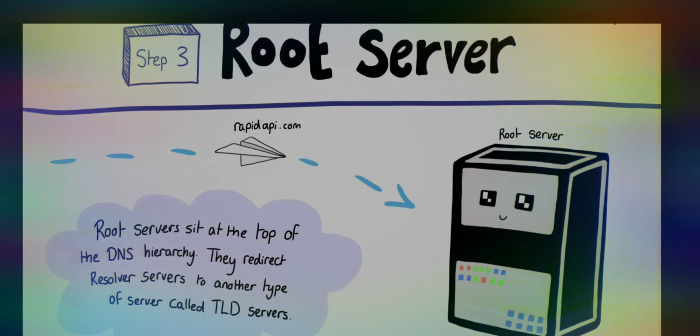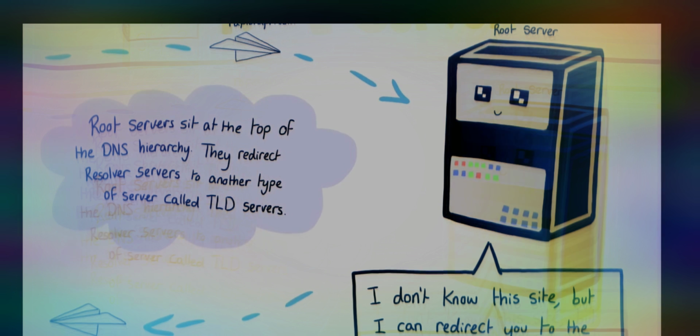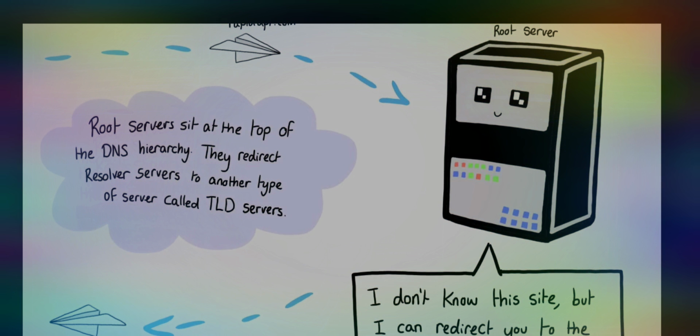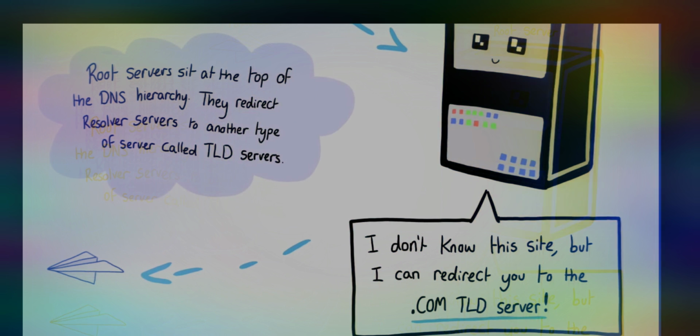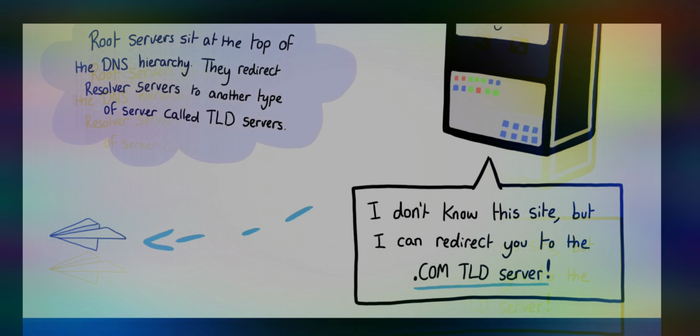So the next step is that it sends the request to the root server. Step 3 is the root server. If I search rapidapi.com, it will go to the root server. The root server sits at the top of the DNS hierarchy. Then it redirects the resolver server to another type of server called the TLD server. The root server says, I don't know this site, but I can redirect you to the .com TLD server.